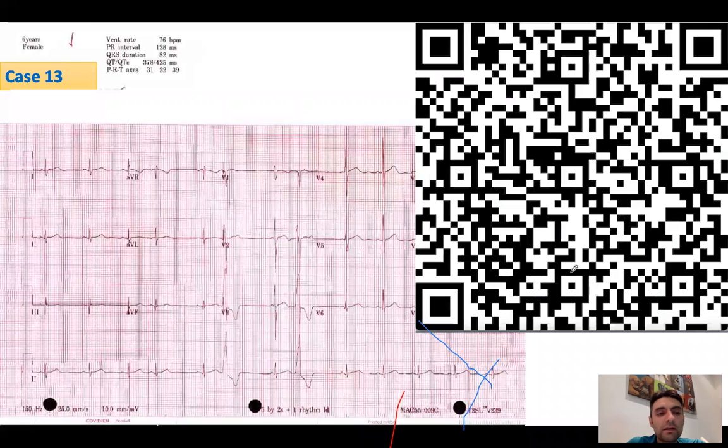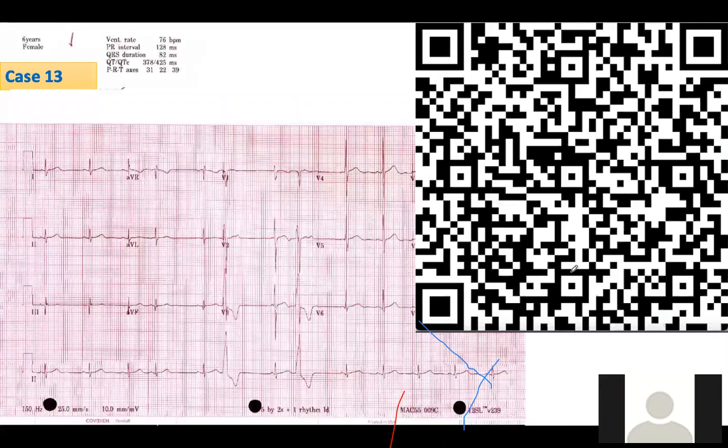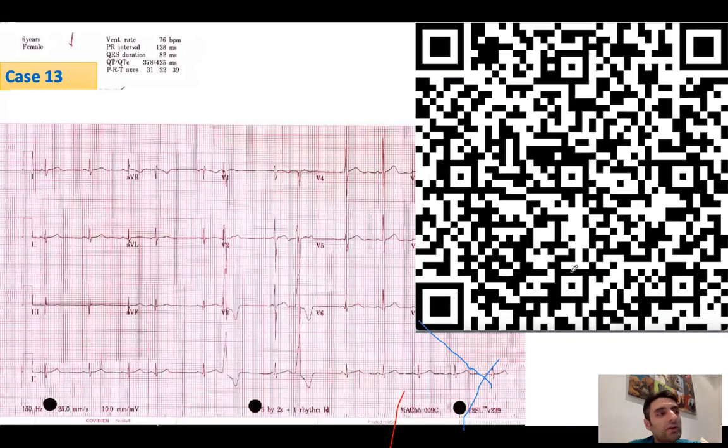Okay. Case 13. Sensation of irregular beats. A kid, 6 years old, complaining of irregular beats.